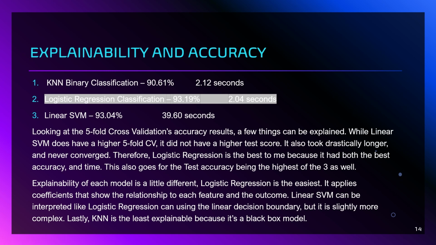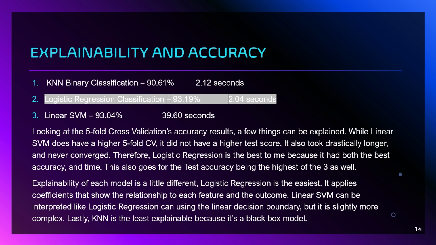So let's talk about explainability and accuracy. These are the K five-fold cross-validation accuracy results. But logistic did also have the highest test accuracy results as well. The best model, I think, in this regard is logistic regression. Linear SVM, while it has a comparable percentage, took way longer. I had trouble getting it to converge.